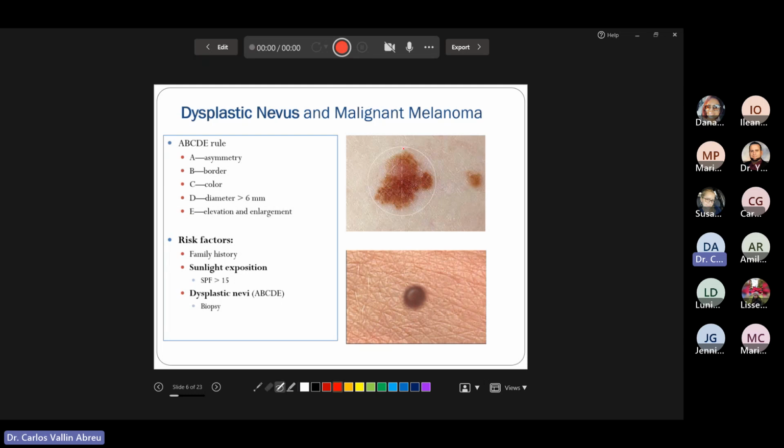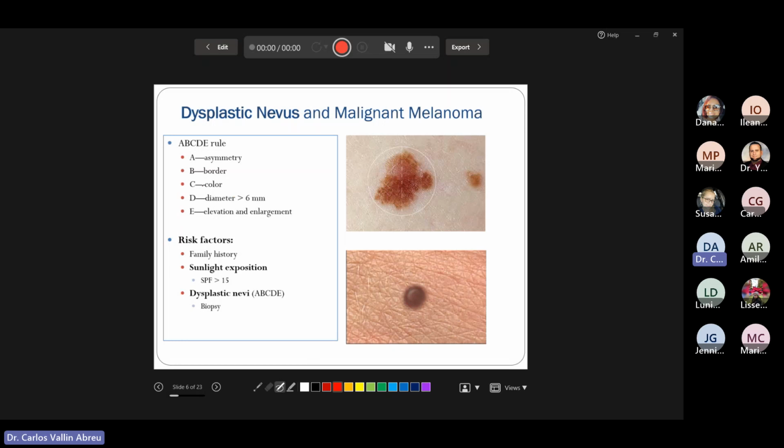The borders of malignant lesions are very irregular, ragged, looking geographic, like a map, yes? While the borders of benign lesions are sharp, well delimited, not at all irregular. This is the B of border, the difference between benign and malignant lesions.